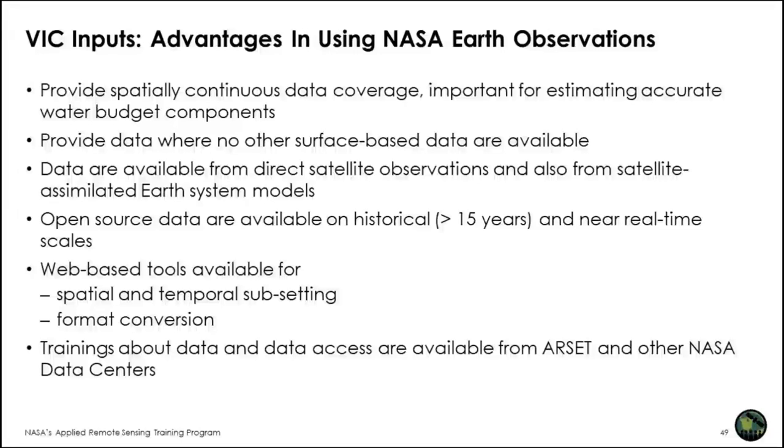These are all open source data. They're available historically. Most of them are long-term, more than a decade long. And they're also available in near real time. So you can use these data along with the VIC model to do either weather-related study or climate-related study. And you have web-based tools for spatial and temporal subsetting and format conversion. So half of the work is done already online when you download the data.